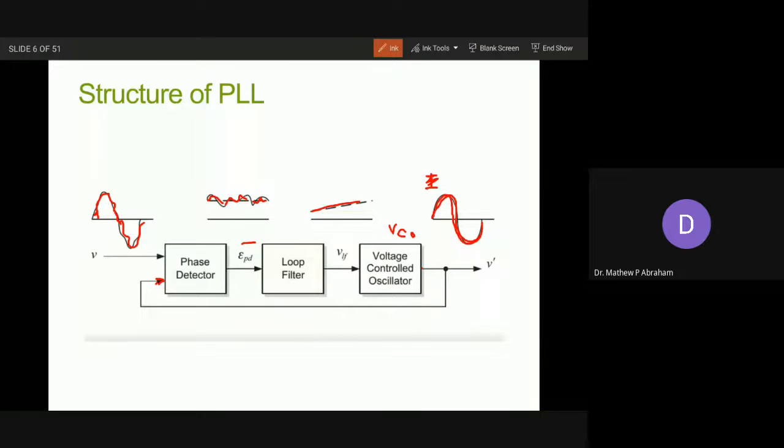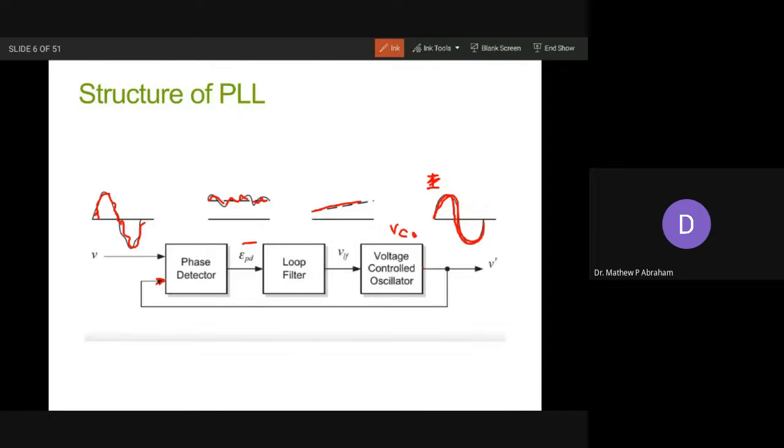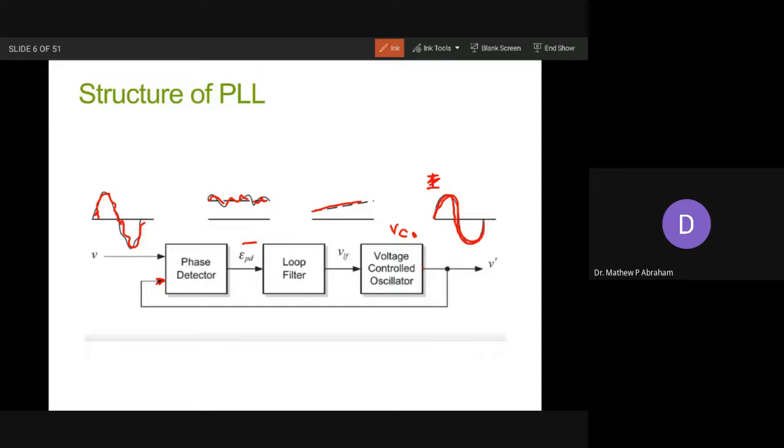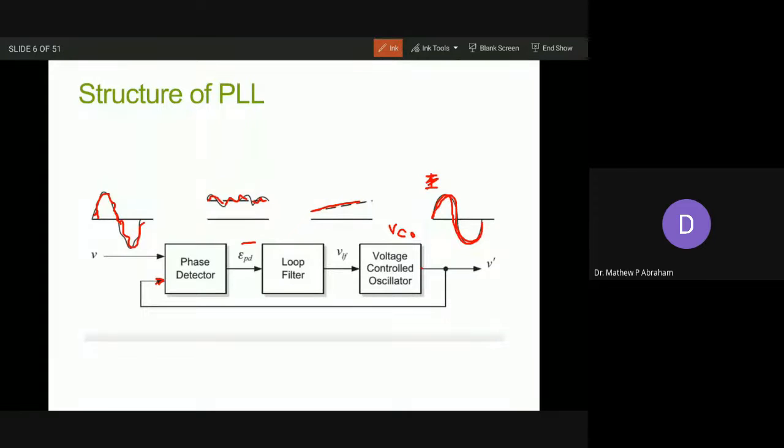So we need not worry about simulating this phase detection, filter, and voltage controlled oscillator. All these blocks are available in advanced or high-level languages like MATLAB. So in my approach, I will be trying to simulate the entire system in MATLAB, and then from the MATLAB created code, we will create the code for implementation also. So we need not worry about programming all these things.